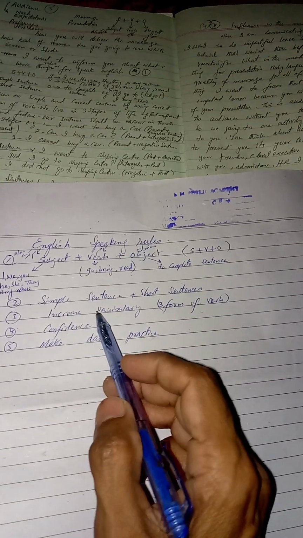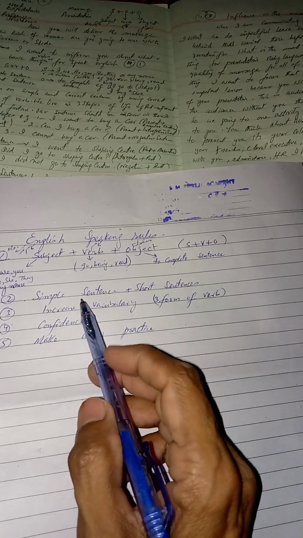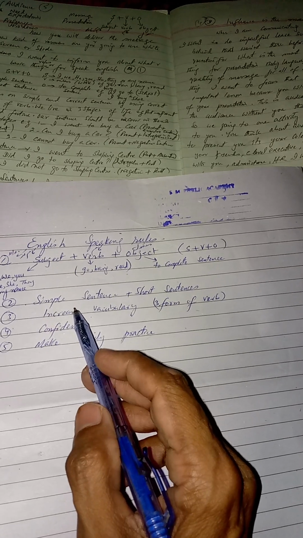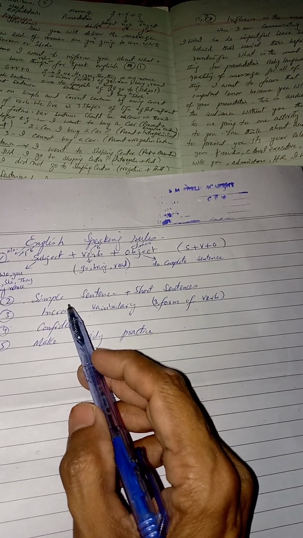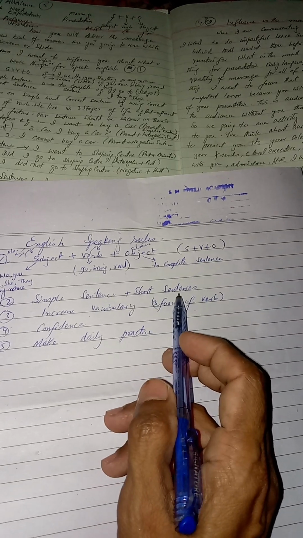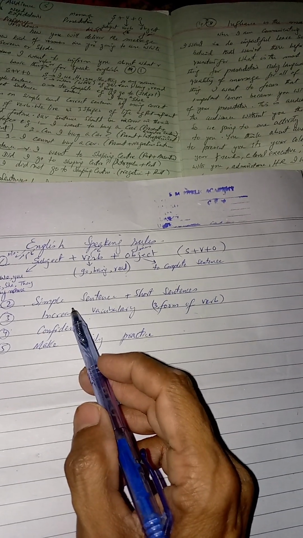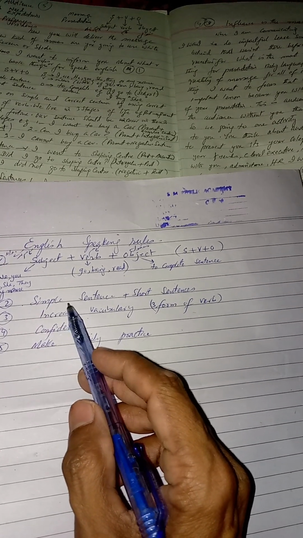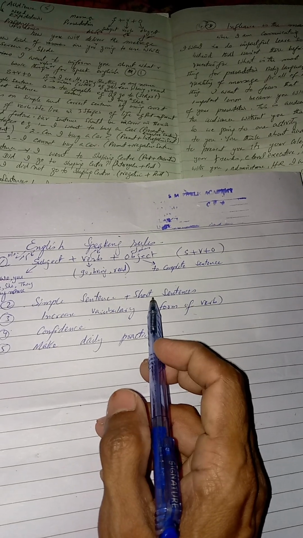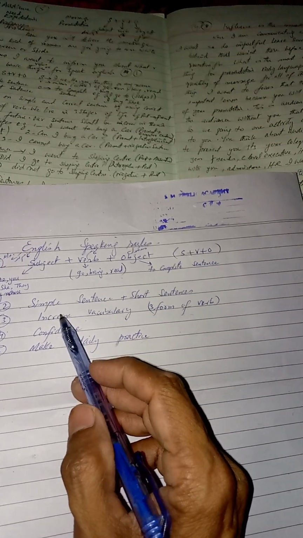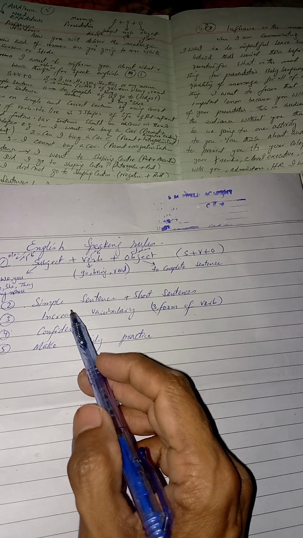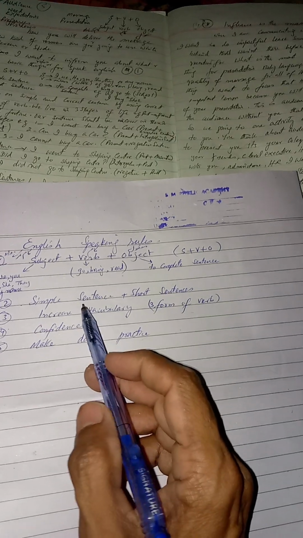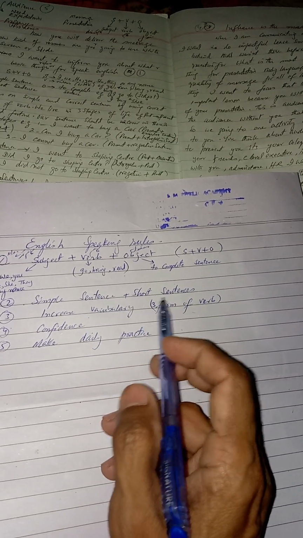The second rule is simple sentence and short sentence. Normally, we speak long and difficult sentences. We should focus on this rule: simple sentence and short sentence. Because if you want to speak fast and fluently, you should follow this rule, so you can easily speak English quickly and get fluency in your speaking and writing. So please focus on this one. Make a simple sentence and short sentence.